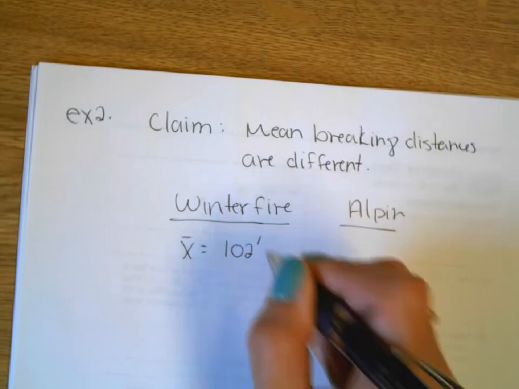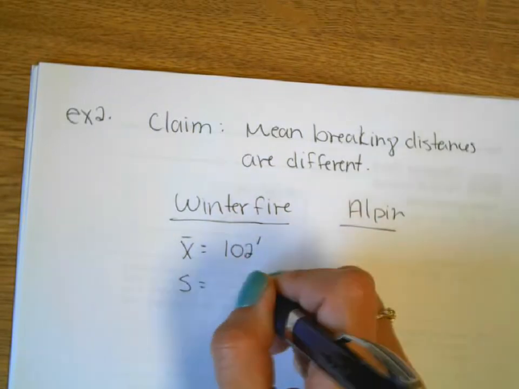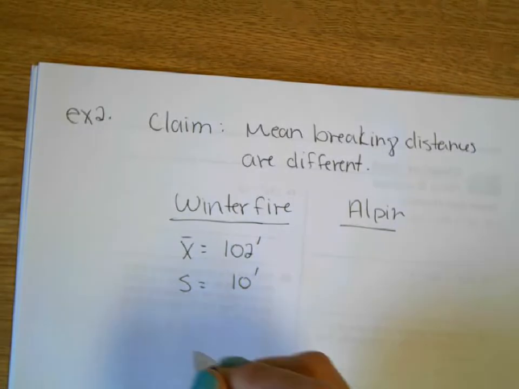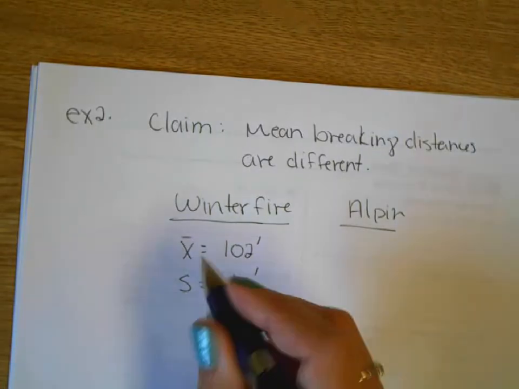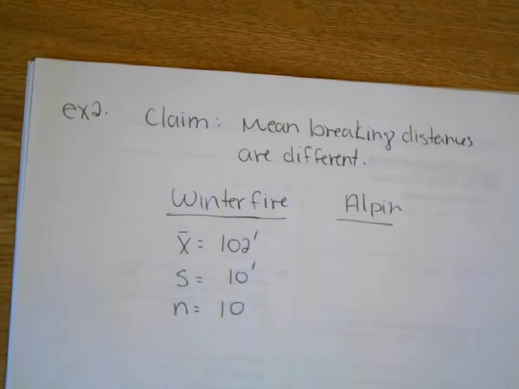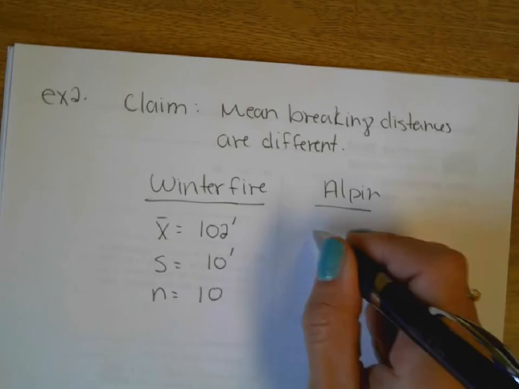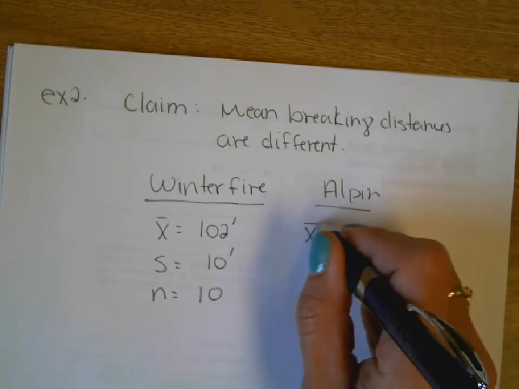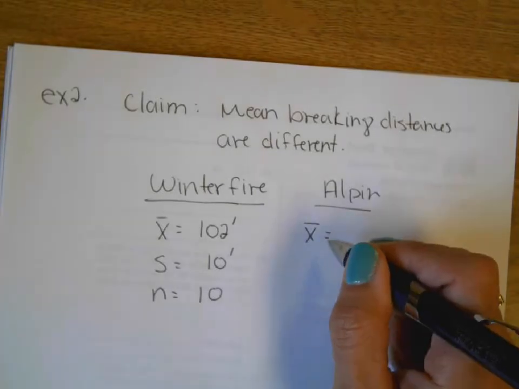Okay, the mean braking distance, like I said, I don't remember the conditions. 102 feet. Standard deviation, 10 feet. I think it's Alpen. That's really bad. No, I didn't spell it wrong, it's Alpen. Sample size was 10, small sample. 10 sets or 10 tires? 10 trials, probably 10 different sets of tires.